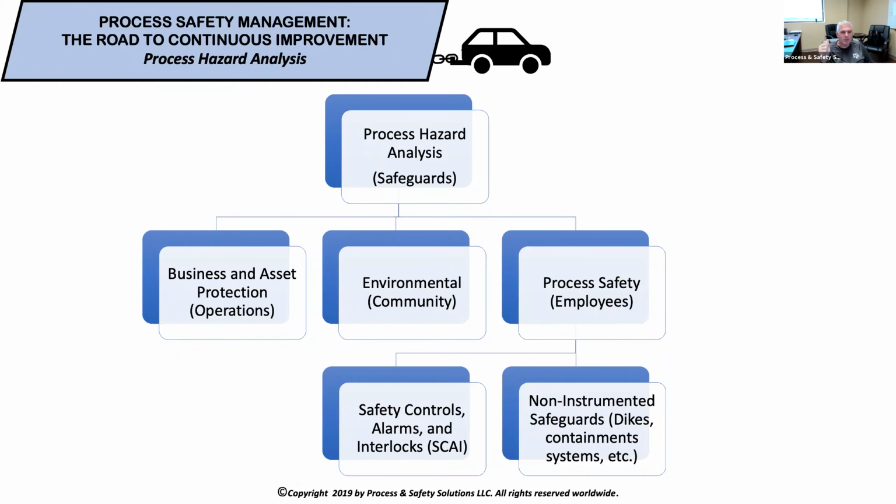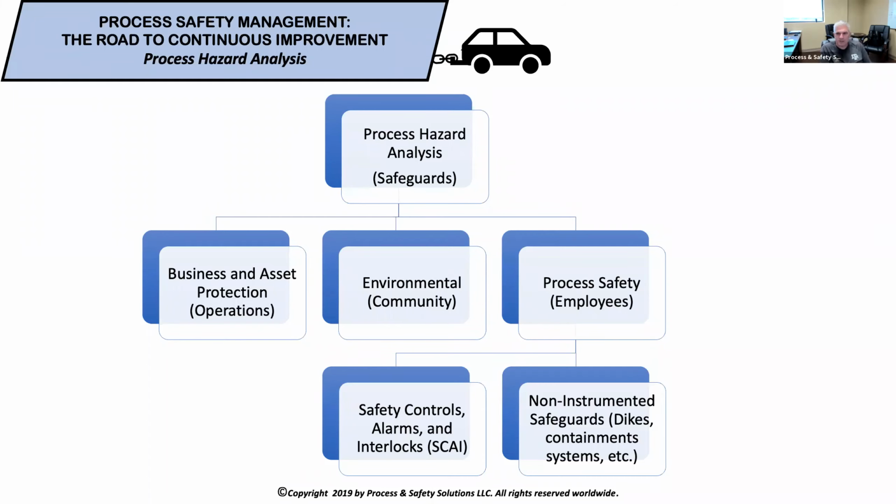That does not mean that we cannot address business and asset protection and environmental. That needs to be determined prior to the PHA: which safeguards you're going to list and where, and how we're going to do risk mitigation, whether it's just on process safety issues or if we're going to do it on environmental and business assets as well.